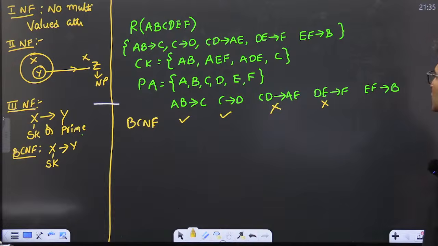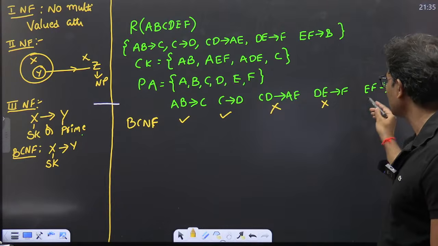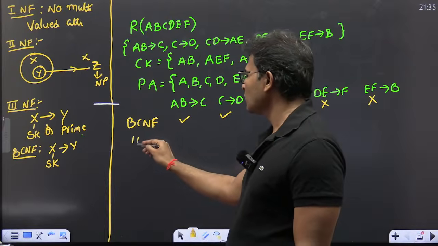Okay. So what about EF determines B? EF is not a super key here. Therefore, this is not in BCNF, right? What about third normal form?